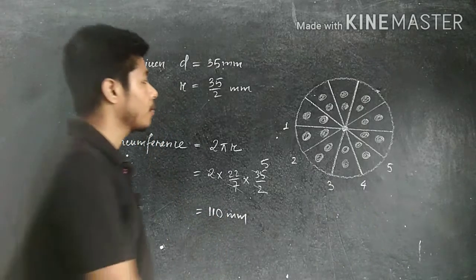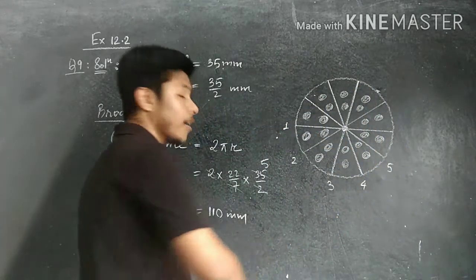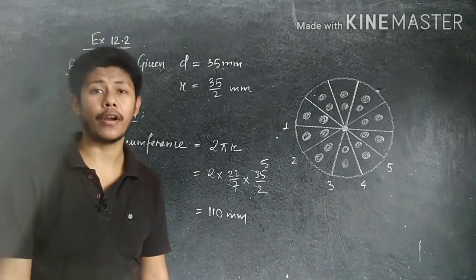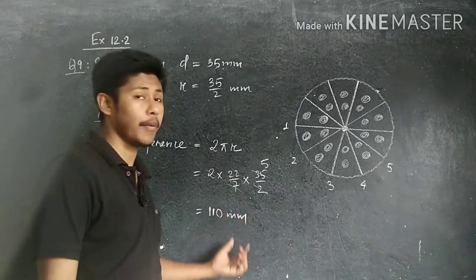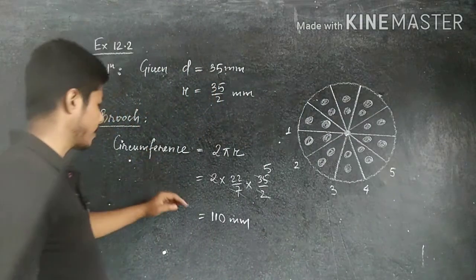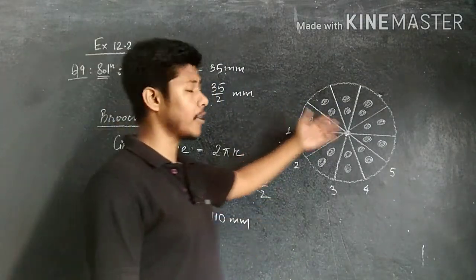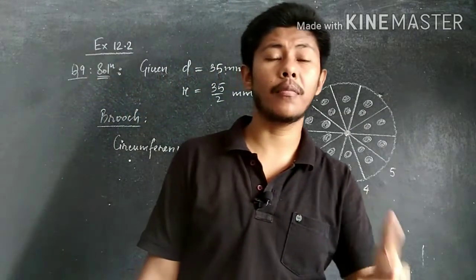That means, to make a circle, the boundary will need 110 mm of silver wire. So the boundary we get here is 110 mm. Is it clear? Now after finding the value of circumference, circumference equals how much? 110 mm. So now after that we need the total length of the silver wire.